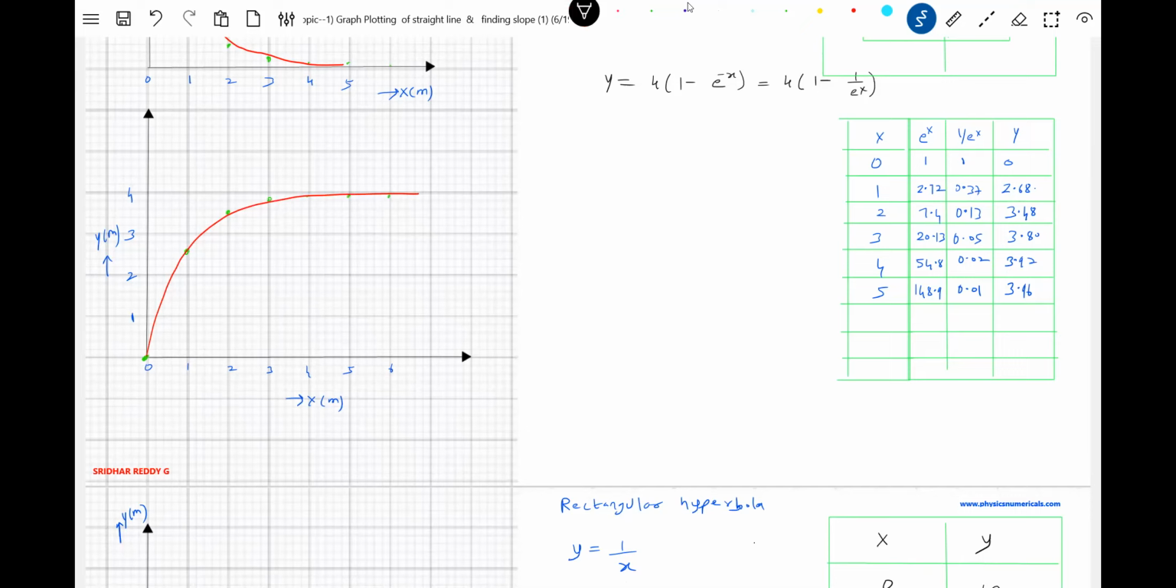This is exponentially increasing. This is also an exponentially increasing function. This one too. Altogether, both are exponentially increasing functions. So this is what you are seeing. Earlier I showed one more like this. Both are exponentially increasing functions only.